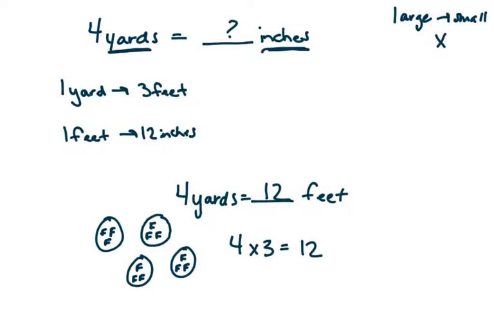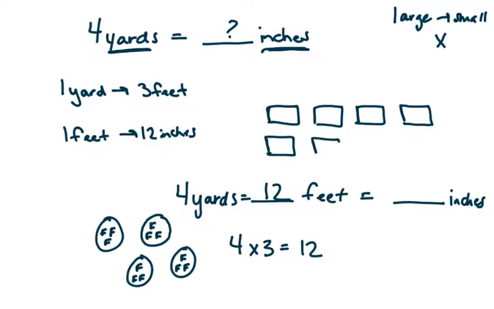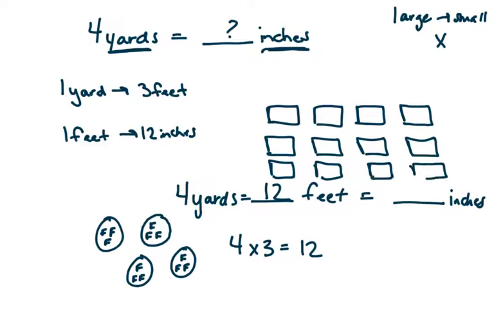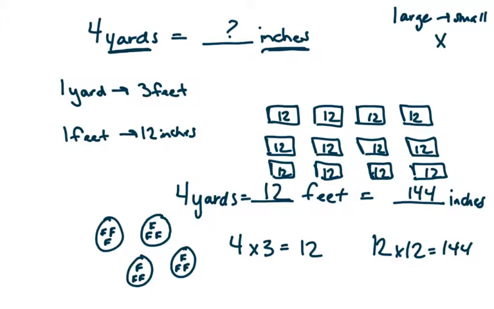Now that I have it in feet, I can take those 12 feet and change them into inches. For each one of those feet, all 12 of them, each one of those feet is going to have 12 inches inside of it. So in order to figure out how many inches are in 12 feet, I would take 12 times 12, which would give me 144 inches. So again, I had to find feet before I could jump from yards to inches.